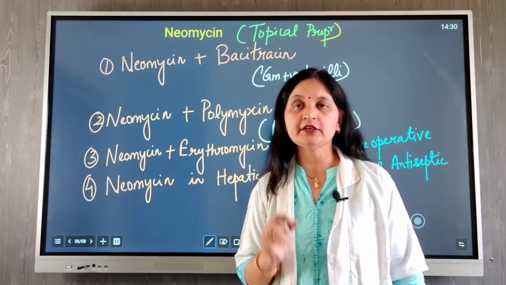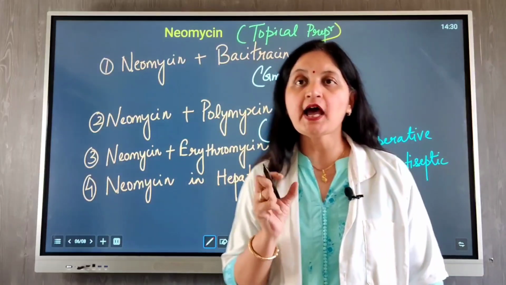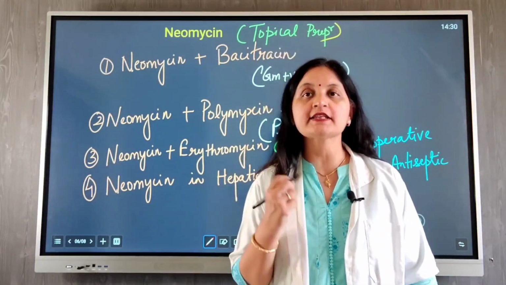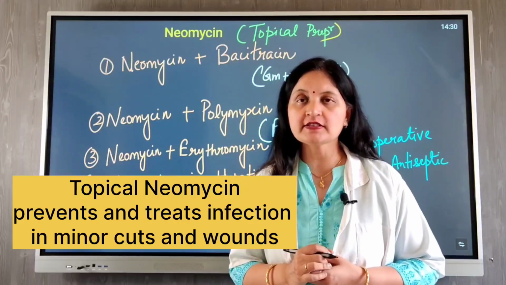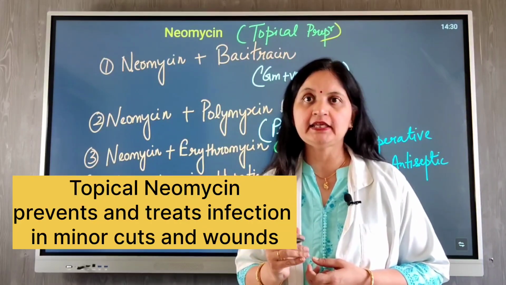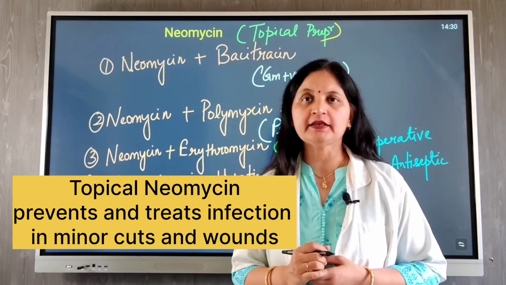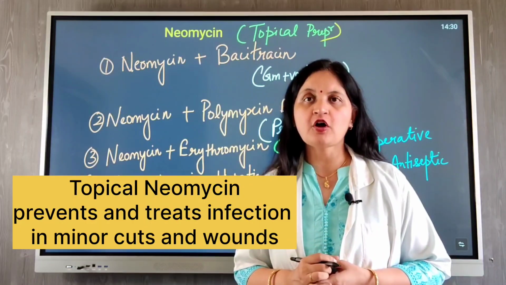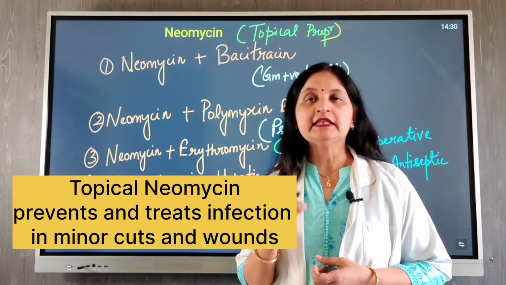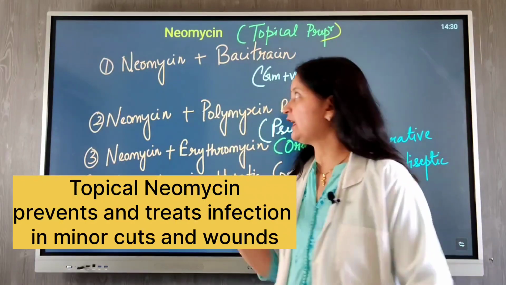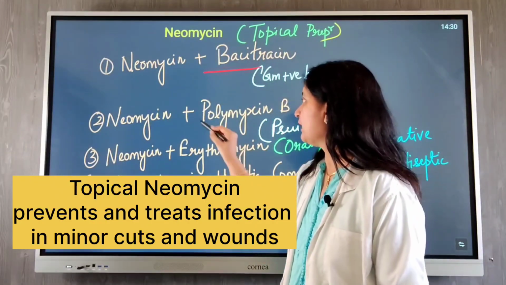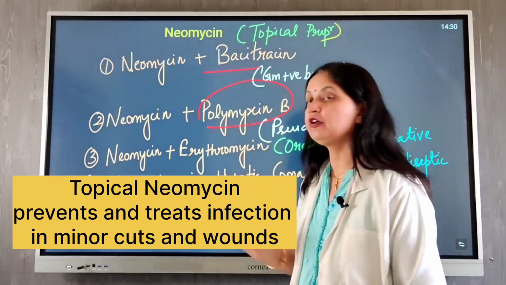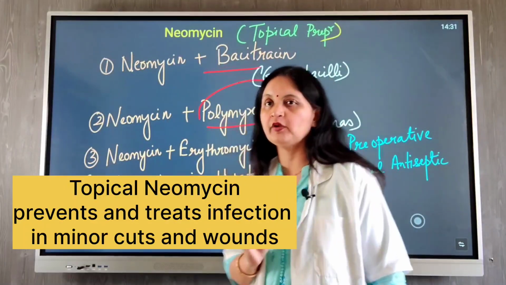Next is neomycin. To be noted that neomycin is highly nephrotoxic and it has high cochleotoxic potential. Because of its high toxicity when administered systemically, they are administered topically. Now the topical preparations of neomycin are available. They can be combined with bacitracin to increase the gram-positive coverage and they can be combined with polymyxin B to increase its coverage against Pseudomonas.